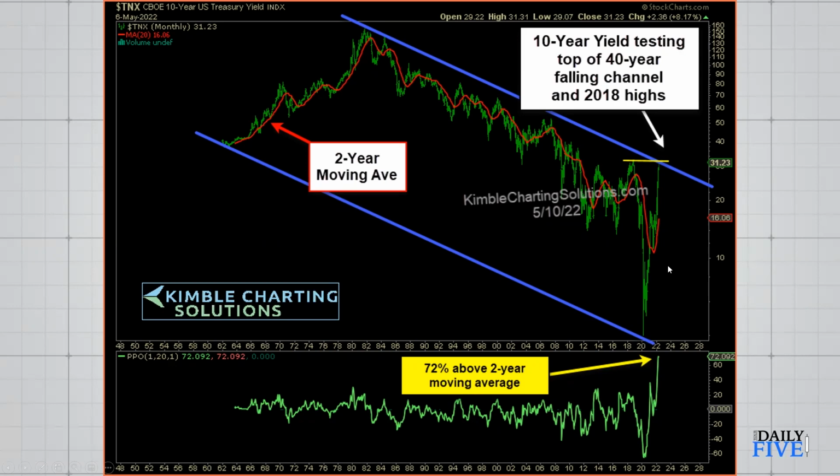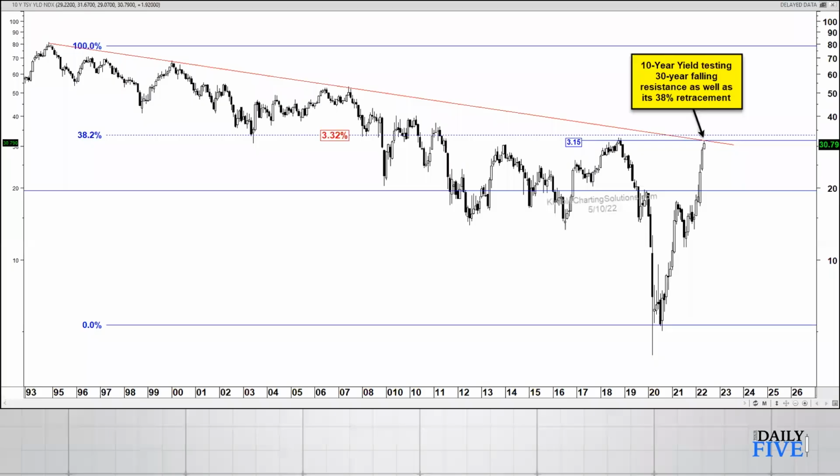We all know that interest rates peaked 42 years ago. So now interest rates are testing the top of this falling channel, and they're 72% above their 2-year moving average. And the closest occurrence to that was about half of this, and that was at the yield high in 2019 prior to the COVID collapse in interest rates. So this is a huge opportunity, in my opinion, from extremes.